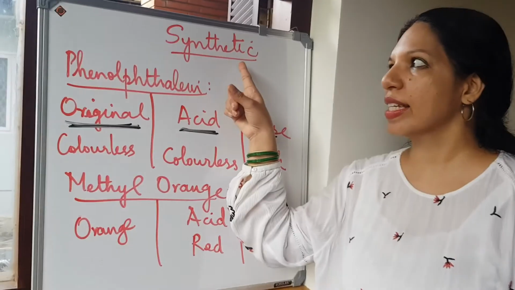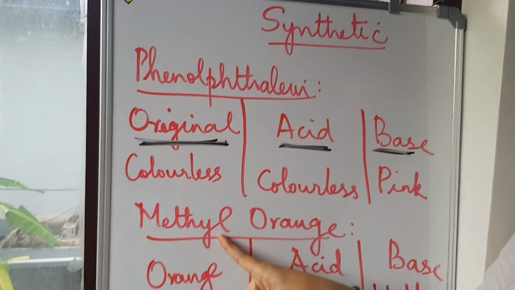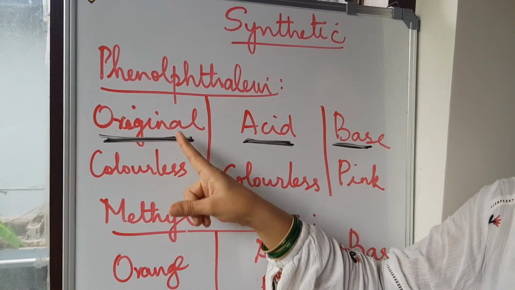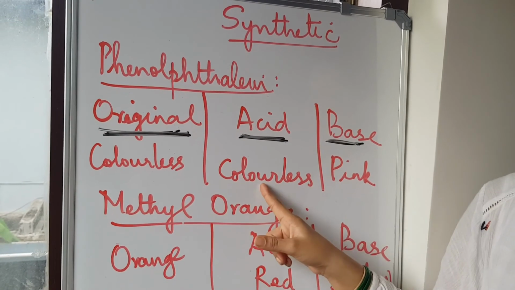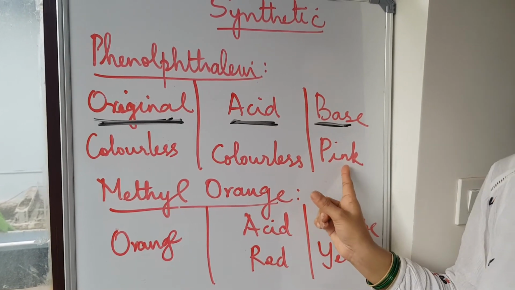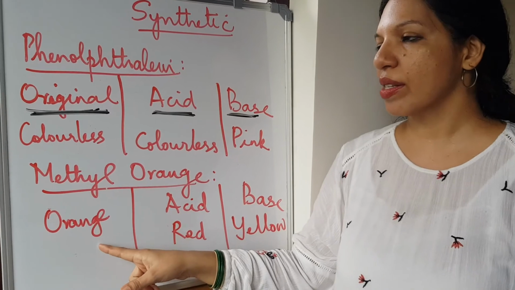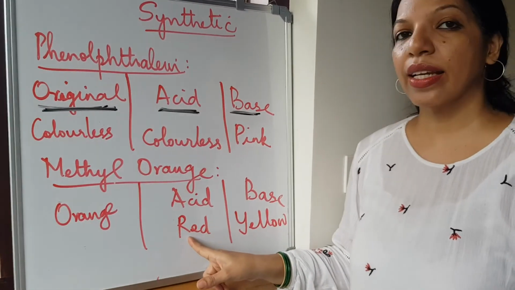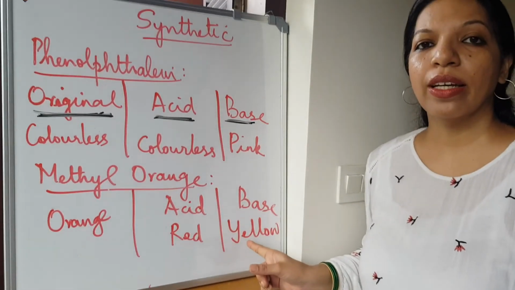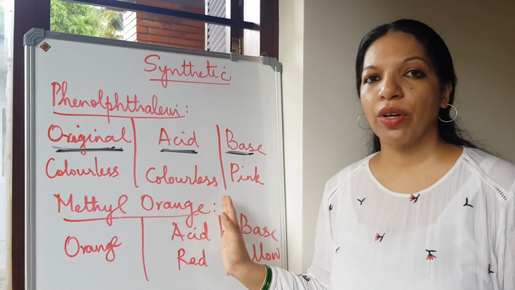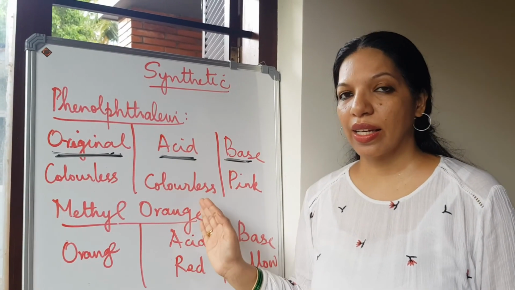So, synthetic indicators: we have phenolphthalein and methyl orange. The original color of phenolphthalein is colorless. It remains colorless in acid and it turns pink in base. Methyl orange is orange in color. It turns red in acid and it turns yellow in base. So this is very important. You need to know the color changes clearly.